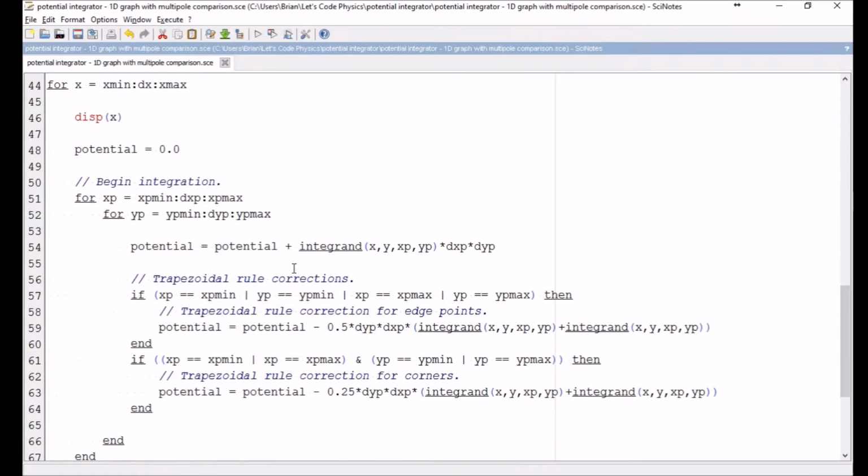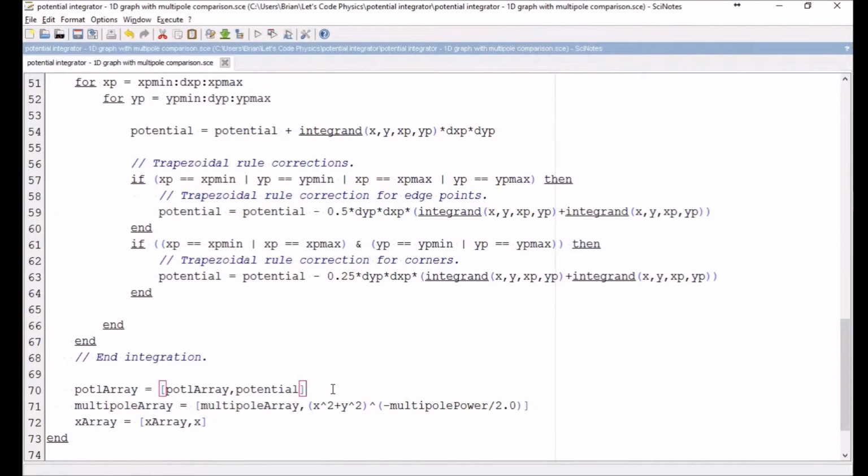So what we do is we've got the same loop we had before. We're calculating our potential in the same way, but now what we're going to do is additionally keep track of what the multipole term is.